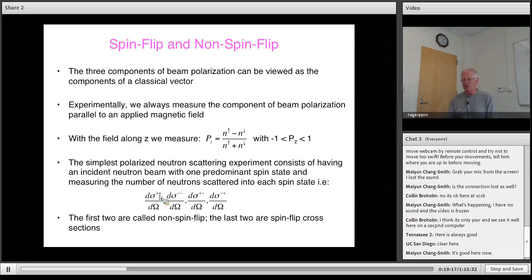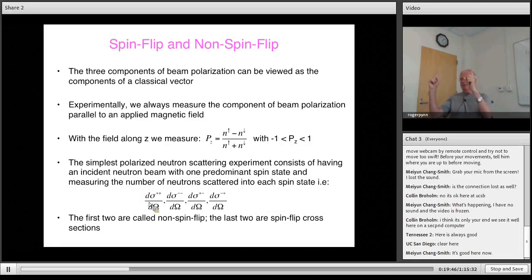In other words, it has a polarization of 1, it's plus. And I'm going to analyze the neutrons that are scattered from the sample. And those are also going to be in the up state with a +1 polarization. So this term here is going to measure for me, if I take a neutron with a spin up and it scatters from a sample, what's the probability that it will have a spin up?